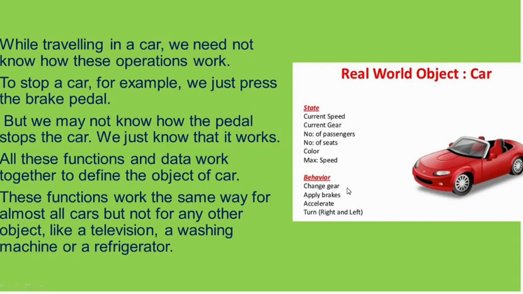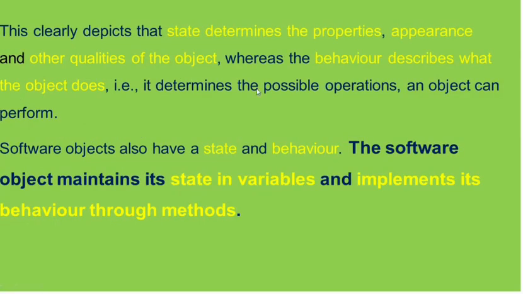This object can change gear with the help of this object. You can apply brake, you can accelerate with the help of the accelerator, you can turn this object left and right, and so on. So these behaviors determine all the possible operations that this object can perform. So this is what it means.